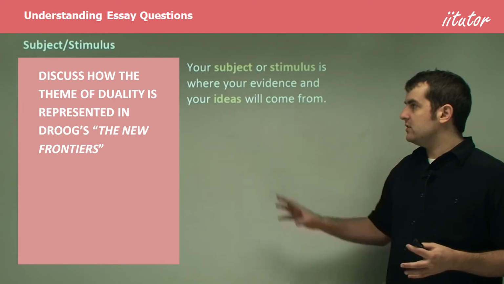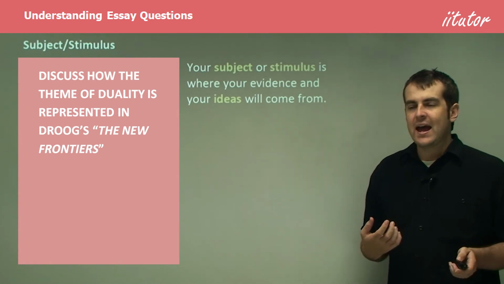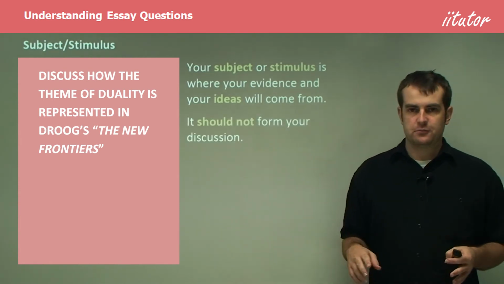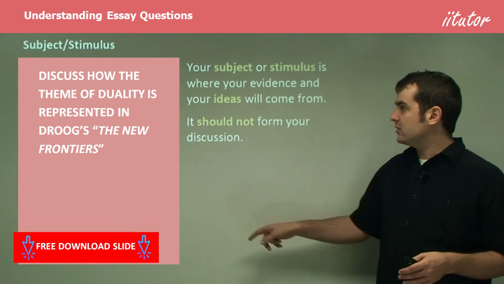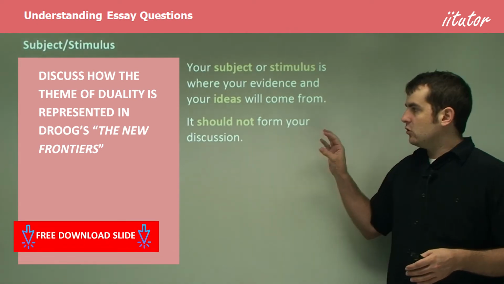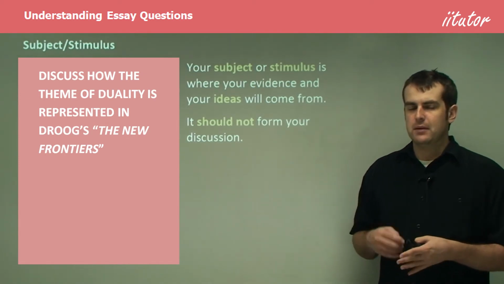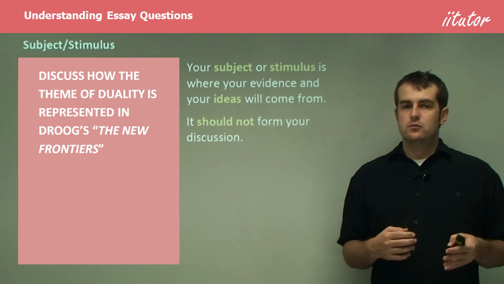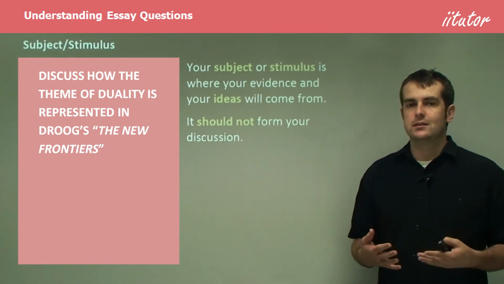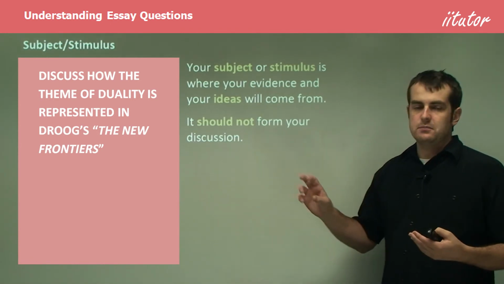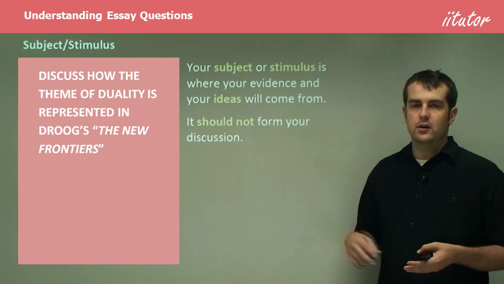Now, the next thing we'll look at is the subject. Your subject and stimulus is where your evidence and your ideas will be based, however, it will not form your discussion. Your question is not asking you in this case to discuss the story. It's asking you to discuss that idea. In other words, your discussion will not be a retelling of the story of the new frontiers. And that's a very important point to make, because in your answer, the temptation would be to just list lots of different times in the story where the theme of duality is represented, but not really to discuss them. Your evidence will be this, but your discussion will be focused on that idea of duality and its representation, and not necessarily on the text itself.